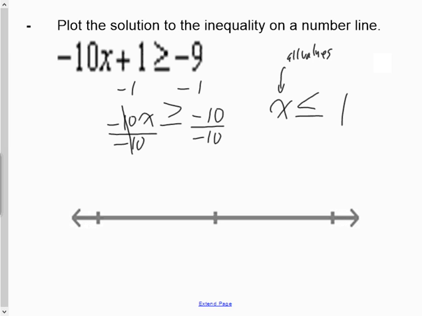So here I'm going to put 0, 1, and 2. Since it's including 1, because it's all values less than or equal to 1, it's a closed boundary point. All values less than or equal to 1 means my arrow is going to go this way, and it will encompass any values that is equal to or less than 1.